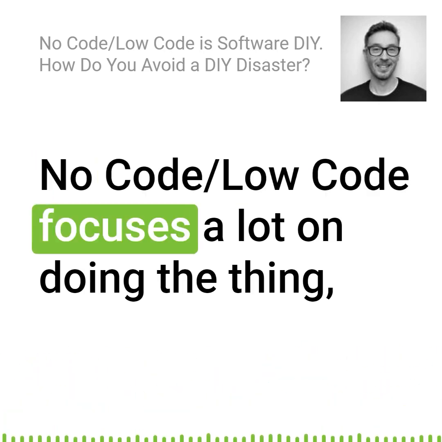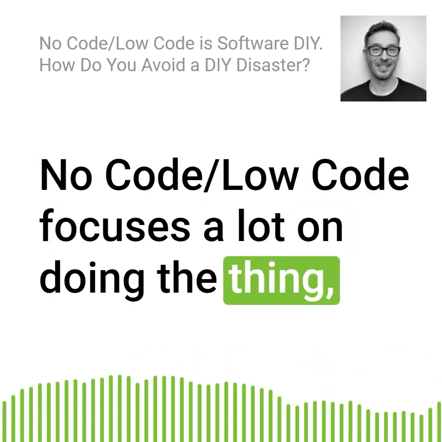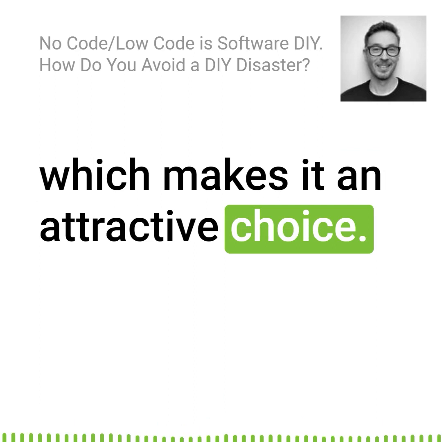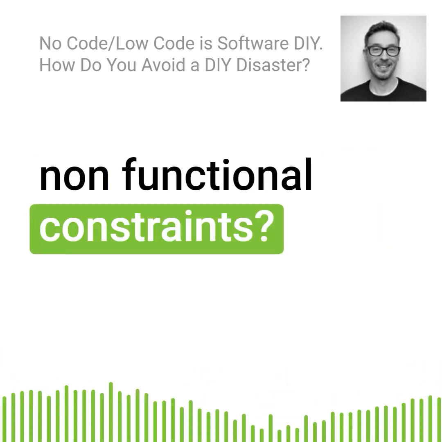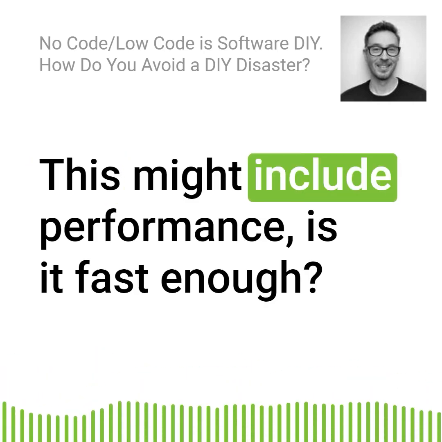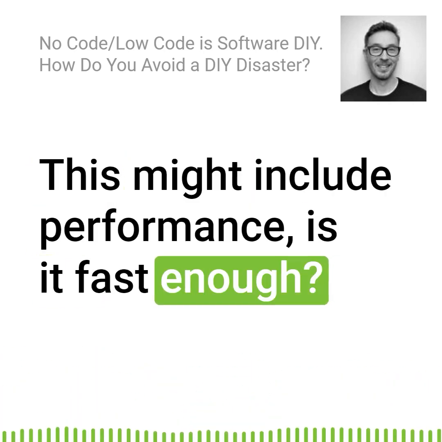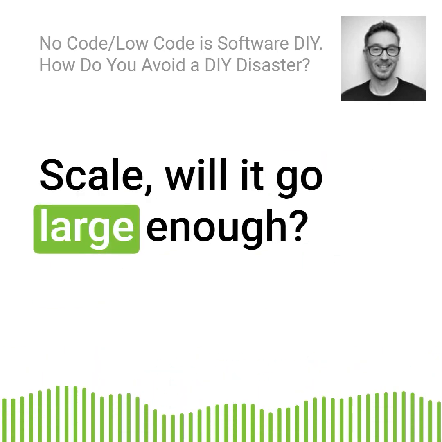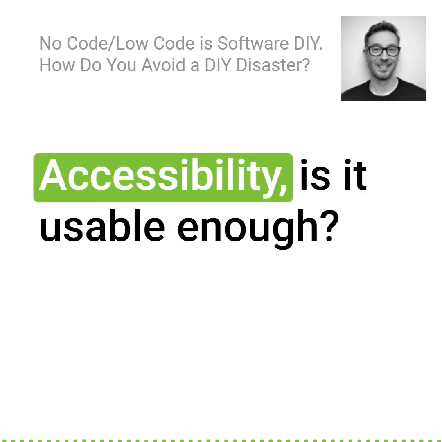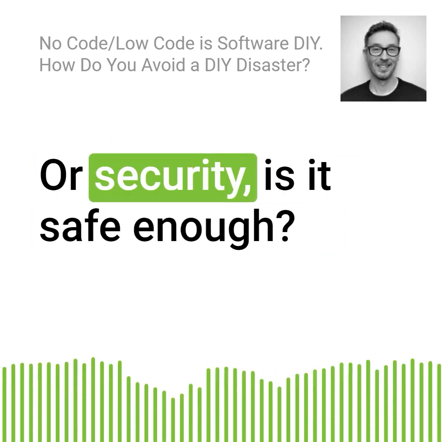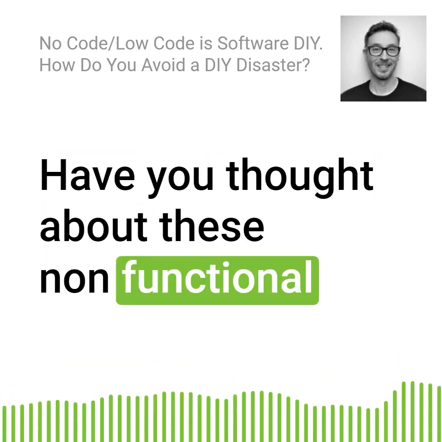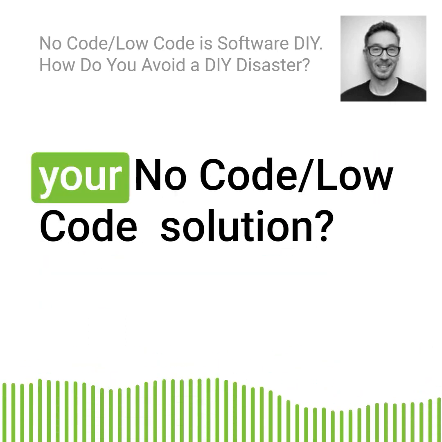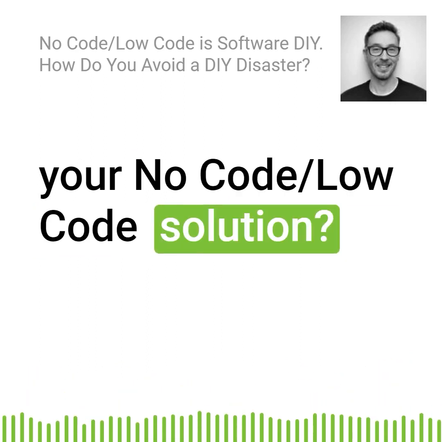No-code, low-code focuses a lot on doing the thing, which makes it an attractive choice. But is it still the right choice when you factor in your non-functional constraints? This might include performance. Is it fast enough? Scale. Will it go large enough? Accessibility. Is it usable enough? Or security. Is it safe enough? Have you thought about these non-functional requirements in the context of your no-code, low-code solution?